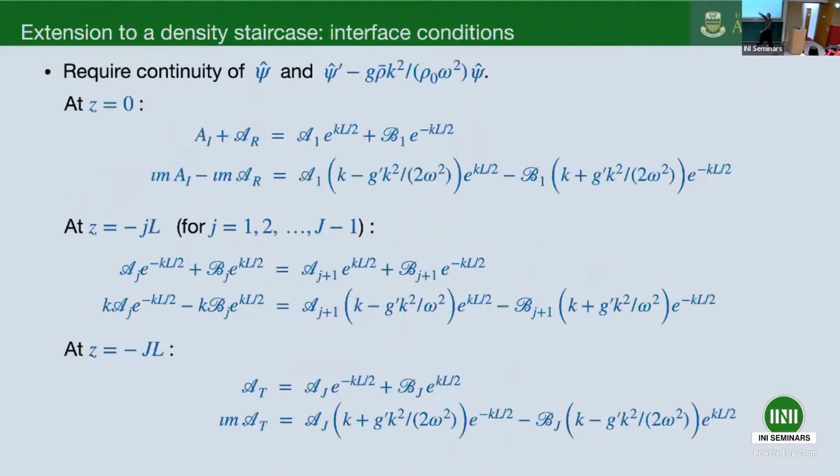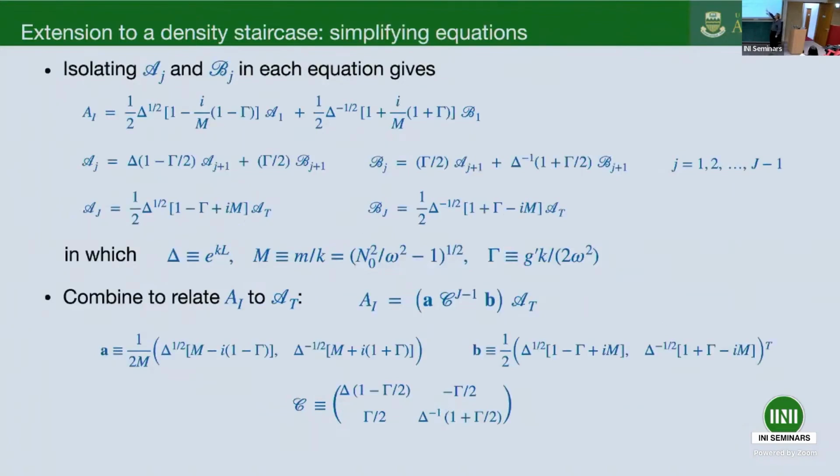In all these cases, say I can divide by k here, and then I get a combination g prime k over omega squared, which is non-dimensional. I have things like e to the kl over 2. I'm going to call that just a non-dimensional quantity. And where I have things like here, where if I divide by k, I'll have an m over k. That's non-dimensional. So I'm going to introduce 3 non-dimensional variables, which will be here, that delta, that m, and that gamma. And that just makes it look nicer.